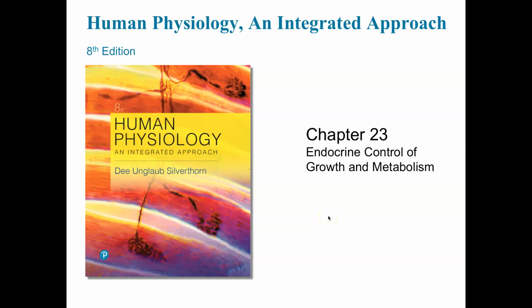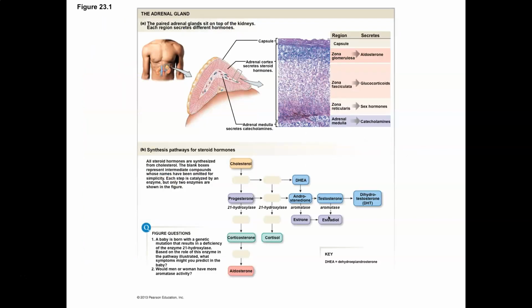Let's take a look at the adrenal gland in this lesson. So the adrenal glands actually are paired glands that sit on top of our kidneys. And each gland consists of a medulla and an outer cortex. Think of the adrenal medulla as part of the sympathetic nervous system.